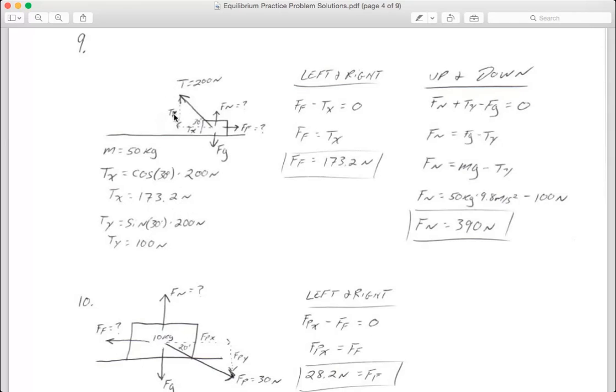Tension in the Y, that's the opposite side of this triangle, so that's why I'm using sine down here. Tension in the Y is sine of 30 times 200 newtons, or 100 newtons is how much I'm pulling upward.